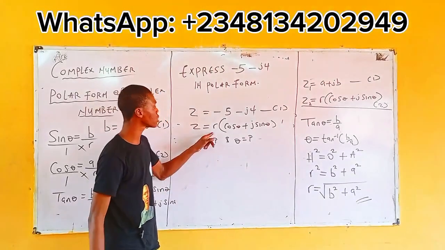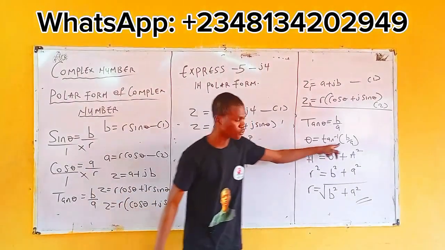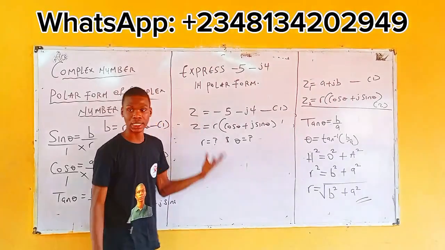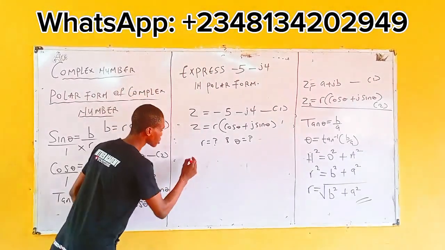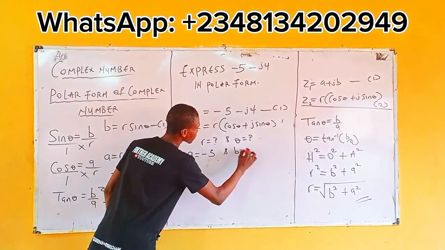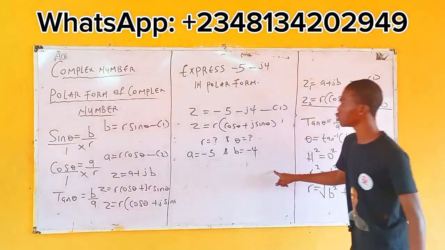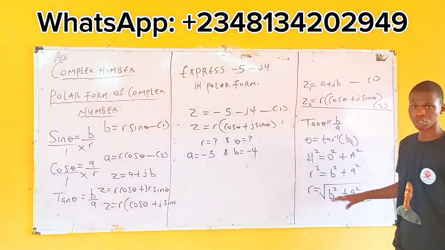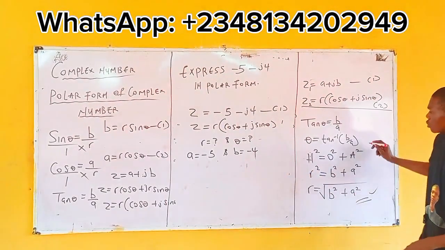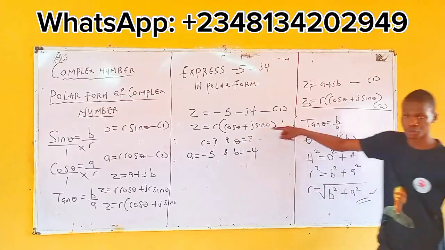To get r, use this formula. To get theta, use this formula. Identify your b and a. In this case, your a is -5, and your b is -4. If you go with this approach, using this formula to solve for r and this formula to solve for theta, you will get your answer, then you substitute.